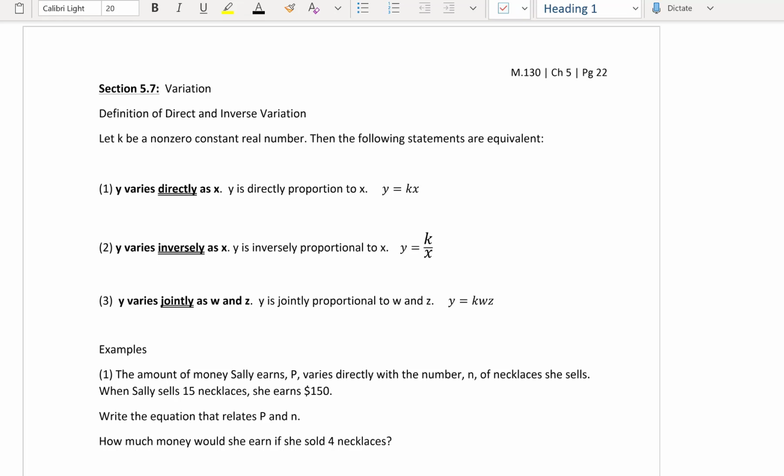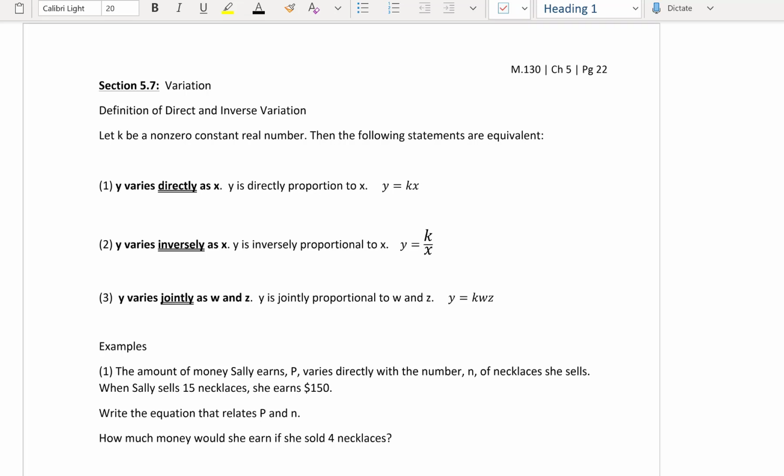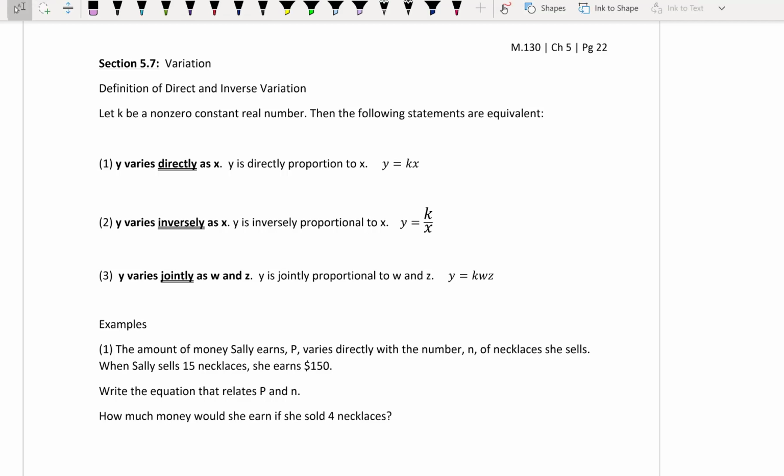So here with direct and inverse variation, we're always going to be looking for k, and then we're going to be using k. The following statements are equivalent. We say y varies directly as x, meaning that y is equal to k times x. If it varies inversely, then it's a fraction, where k is going to be your numerator. And if it varies jointly, then everything gets multiplied together and k is still there.